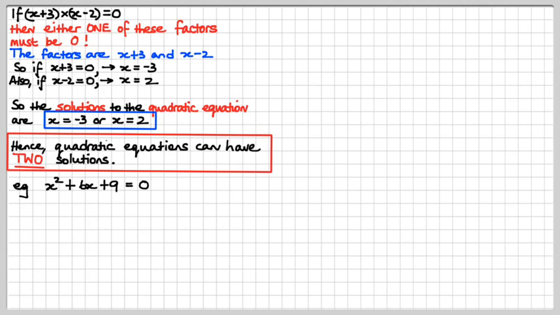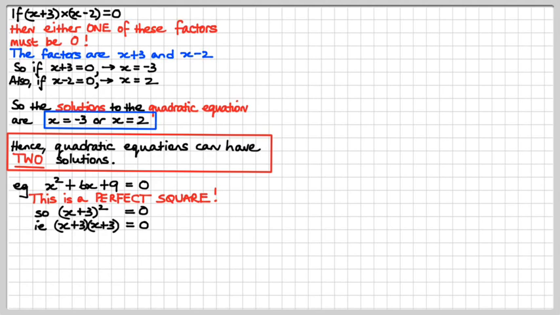Have another look at this one now. This one's only got one solution, as I'll show you. That's a perfect square. Are you aware? Yes, it is a perfect square. It's actually x plus 3 all squared, and it equals 0. Note the 0 on the other side of the equation. That gives us permission to use the Null Factor Law. So that's what that means.